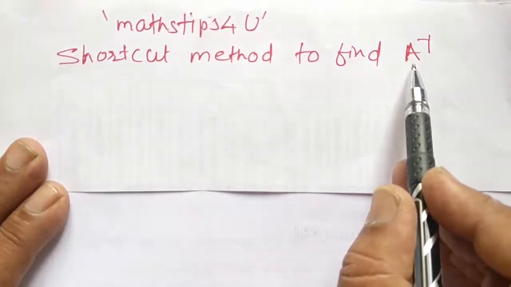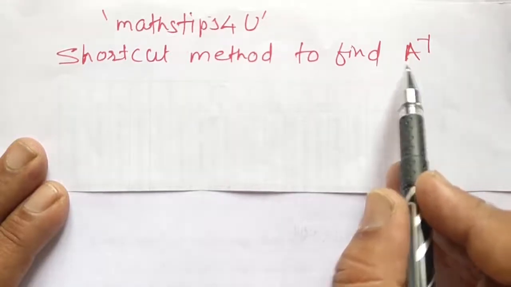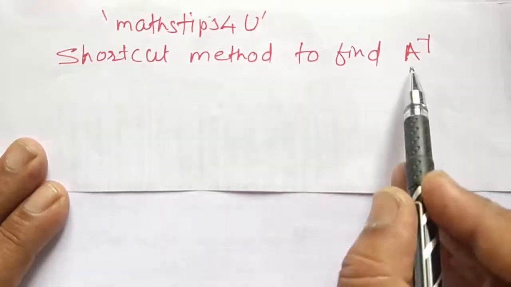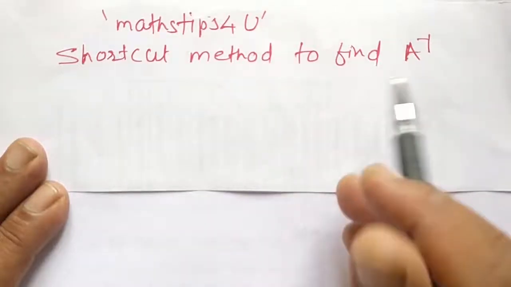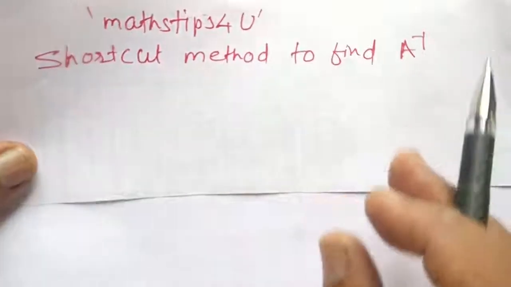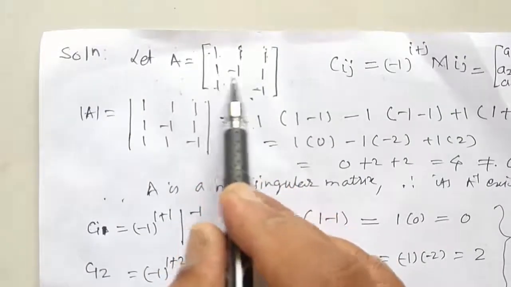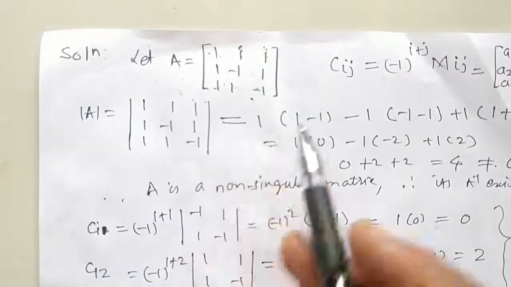In my video part 11, by using the adjoint method we can find the A inverse, but it is a lengthy process. I have just found the A inverse. The example is 1 1 1, 1 minus 1 1, 1 1 minus 1.